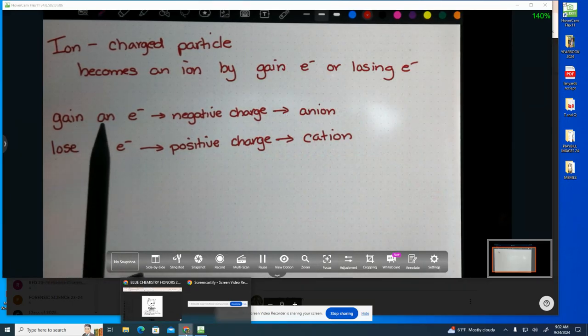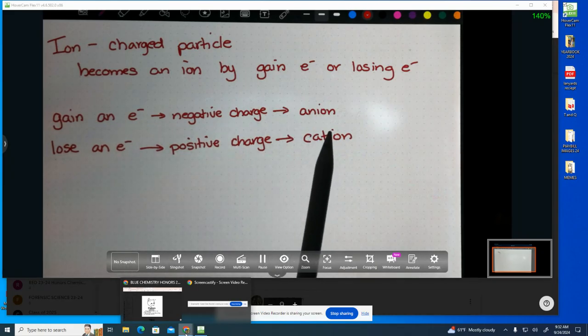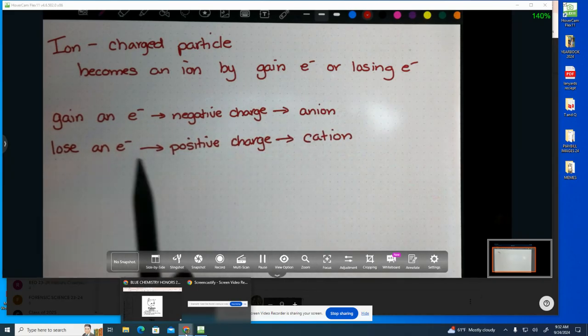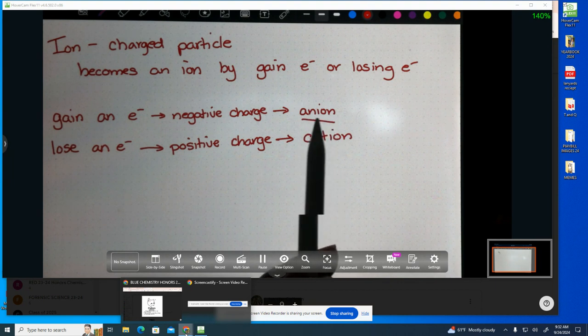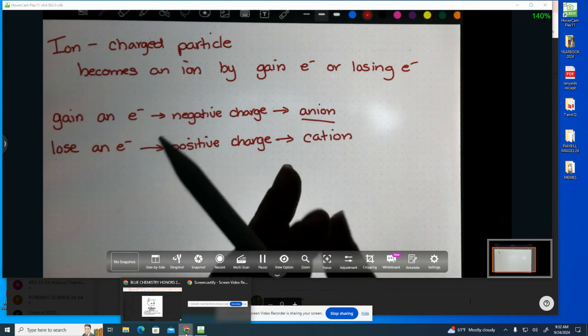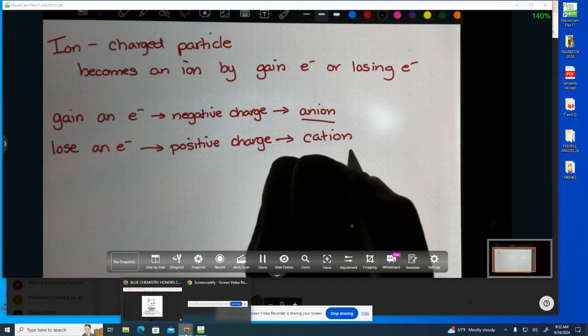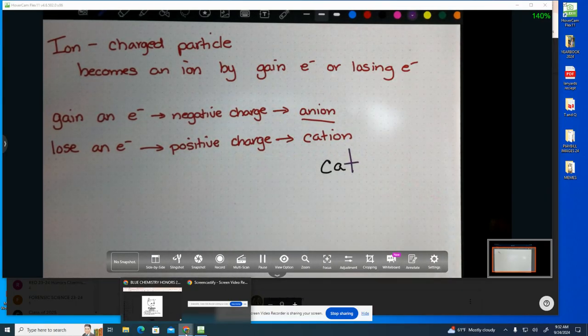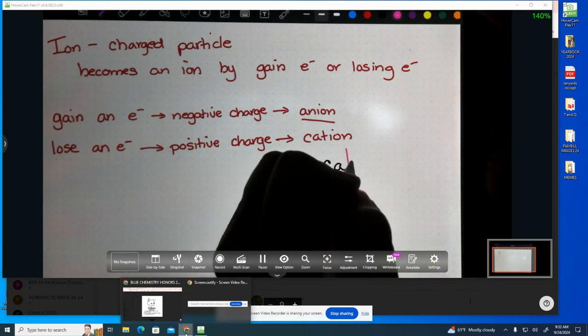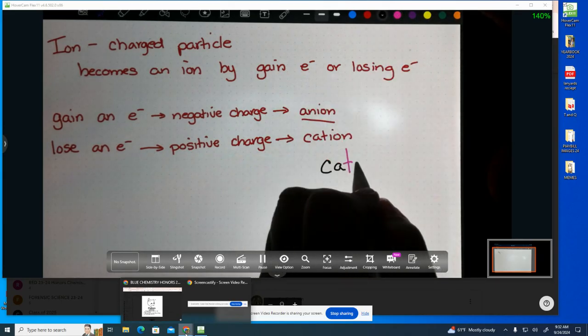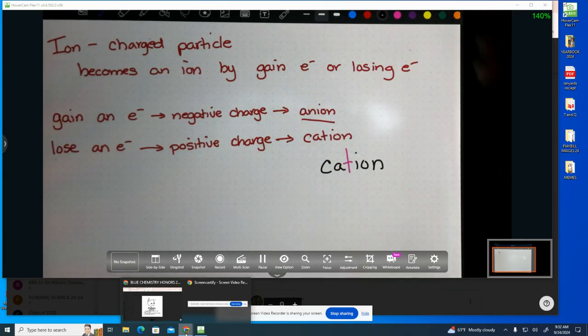So, if you gain an electron, you are an anion, not an onion. And the way you can remember anion, a negative ion, and the way you can remember cation, besides the cute little kitty there, is if you write cation and you put the T in the middle, it kind of looks like a plus sign, right? So that's another way to remember cations are positive.